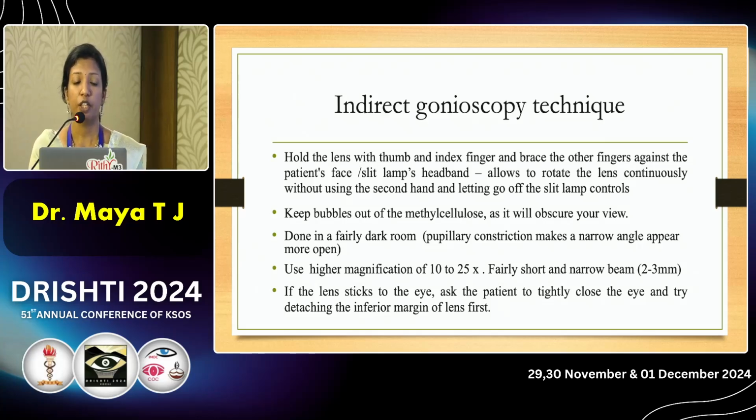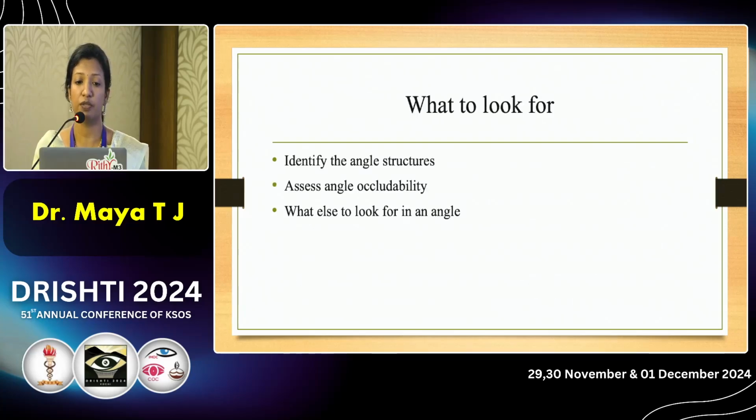It should be done in a fairly dark room. Pupillary constriction makes a narrow angle appear more open. Use higher magnification of 10 to 25x. Use a fairly short and narrow beam of 2 to 3 mm. If the lens sticks to the eye after examination, ask the patient to tightly close the eye and try detaching the inferior margin of the lens first.